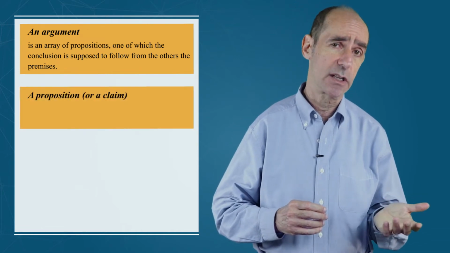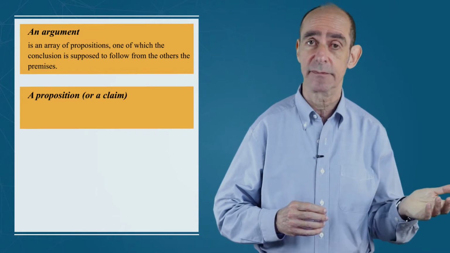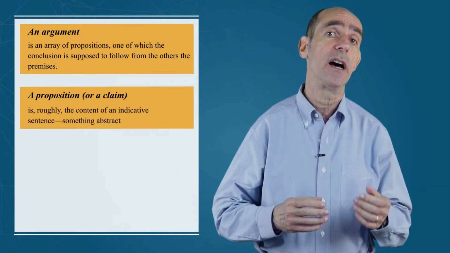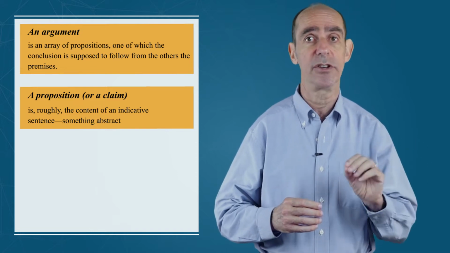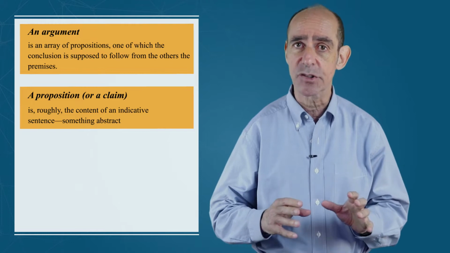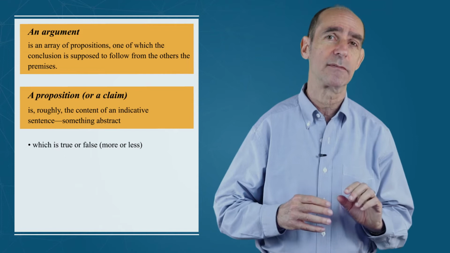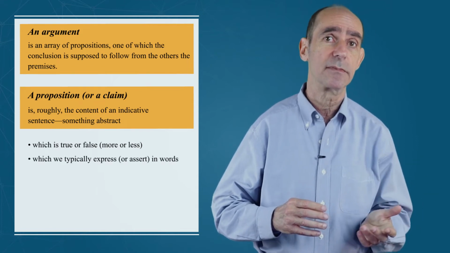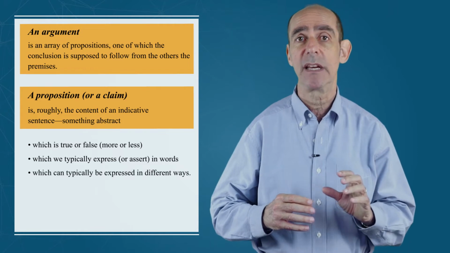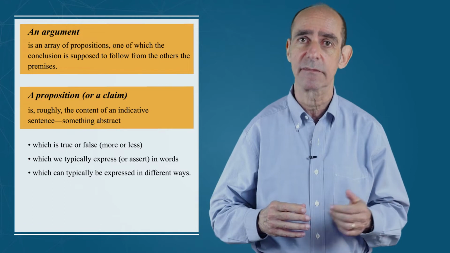In the last lesson, we talked about what propositions are. A proposition or a claim, such as the proposition that spinach is good for you, is roughly the content of an indicative sentence, such as the sentence, spinach is good for you. This is something abstract, which is true or false, more or less, which we typically express or assert in words, and which can typically be expressed in different ways. There's always more than one way to say the same thing.